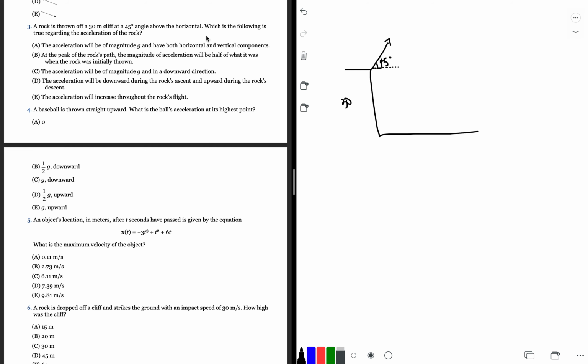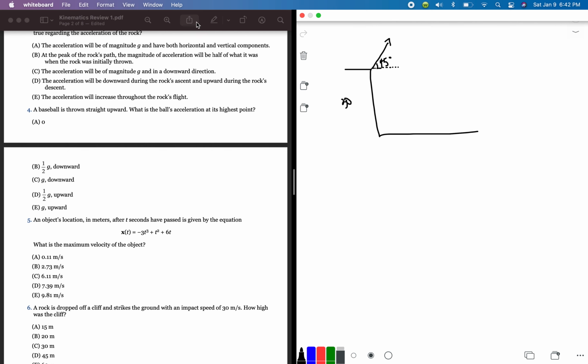A, the acceleration will be of magnitude g and have both horizontal and vertical components. We know that this is not true because the horizontal velocity remains constant, which means there is no horizontal acceleration. So it does not have a horizontal component, so that's false.